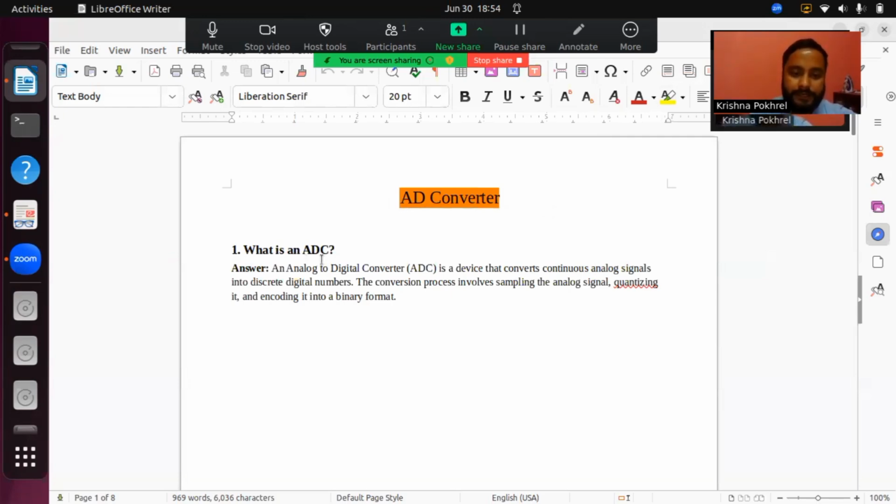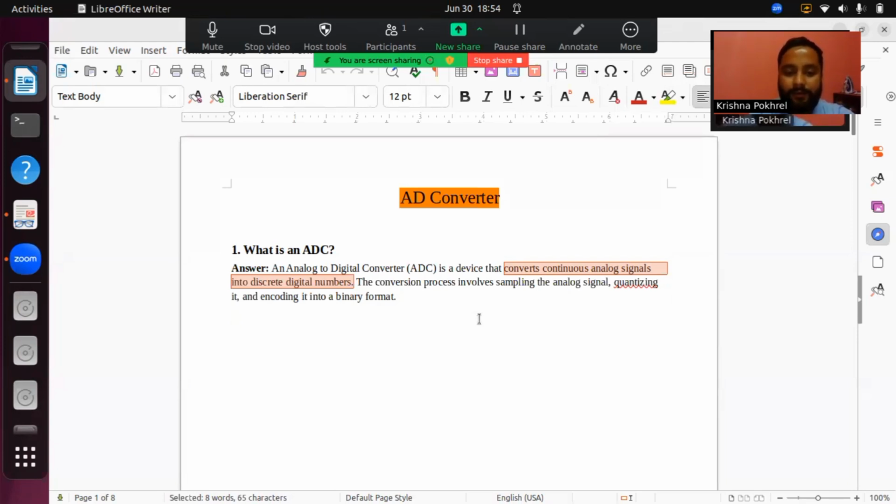Okay, what is an ADC? An ADC means an analog to digital converter. It is a device that converts a continuous analog signal into a discrete digital signal number. Here, our main work is to convert an analog signal into a digital number. It sounds quite interesting, and let's see how we can do it.